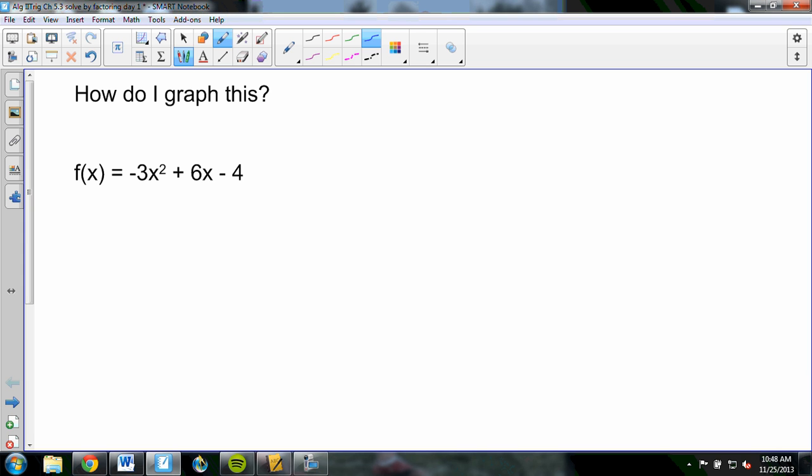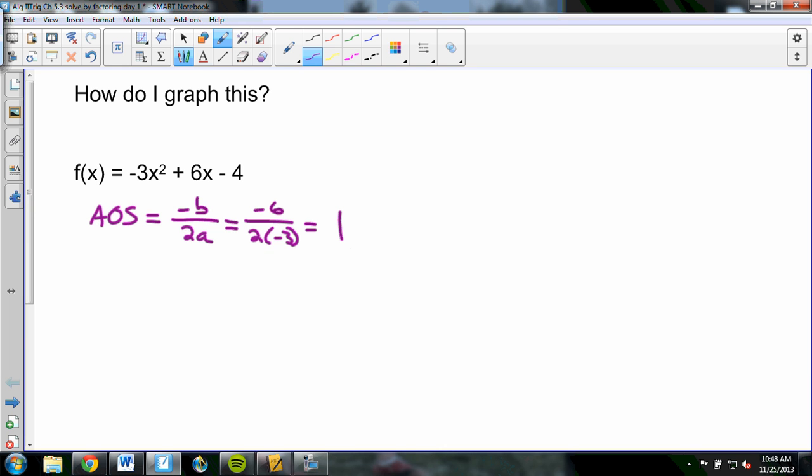Yeah, it's written up there. I've got to graph this. You find the axis. How do I find the axis? The negative b over 2a. Keep going. So it would be negative 6 over 2 times negative 3, which is negative 1. Or I mean 1. Negative 6 over negative 6 is 1. What do I do with that 1?